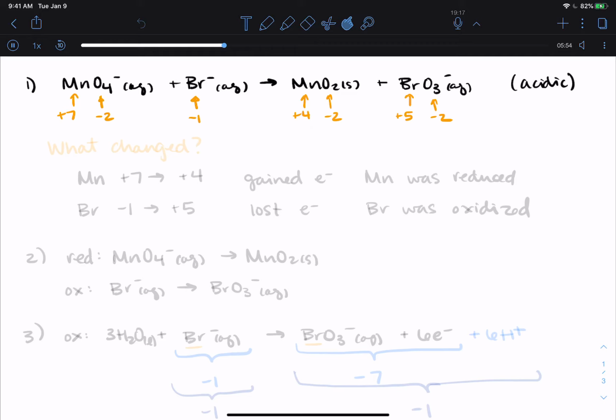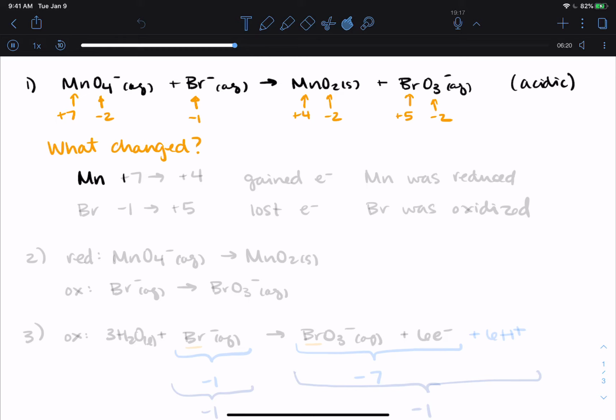Okay, so this is a redox reaction, so that's good since we're going to use these steps to balance it, because we have oxidation numbers changing. So in order to identify the pieces, remember we ask what changed, and the two things that changed were manganese and bromine.